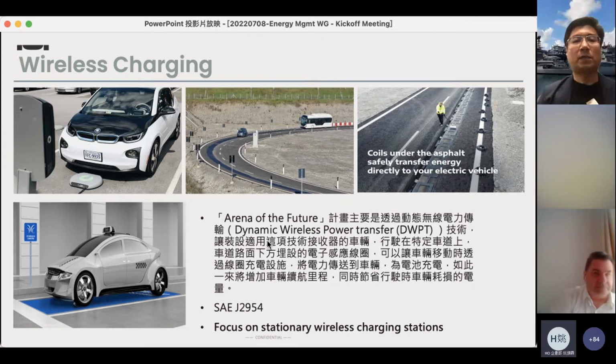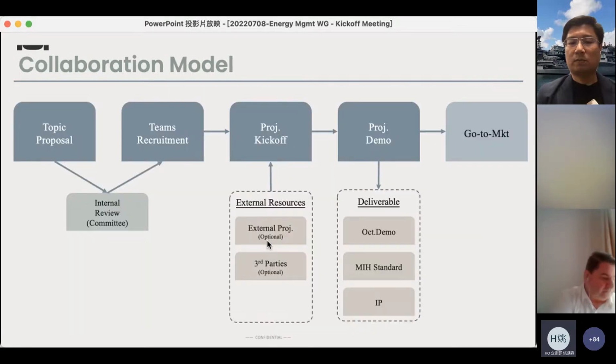So these are some topics we are working on, not limited to these topics. And I think the most important thing you want to know is how we collaborate. So here is the model we are working with temporarily right now.